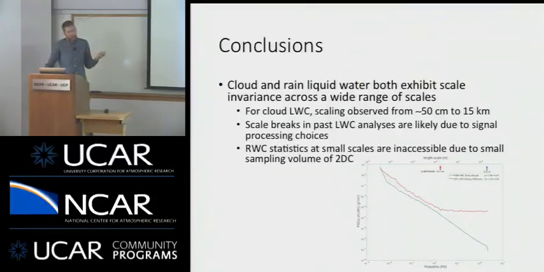We don't see scale breaks in our cloud water because of signal processing. We can't get at the small scales in rain liquid water because of small sampling volume. So if anybody has a brilliant idea of a better way to observe drizzle than this, I would love to hear it. That can actually get down to these small scales too. That's where radar doesn't work because the footprint, or the beam width, by the time it actually hits cloud is still going to be a minimum of tens of meters.